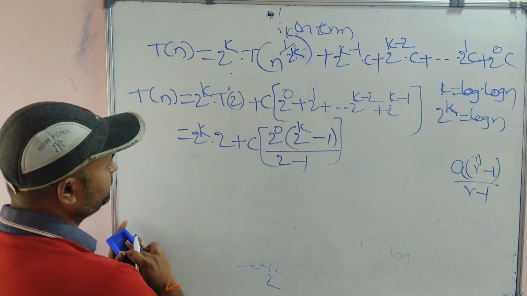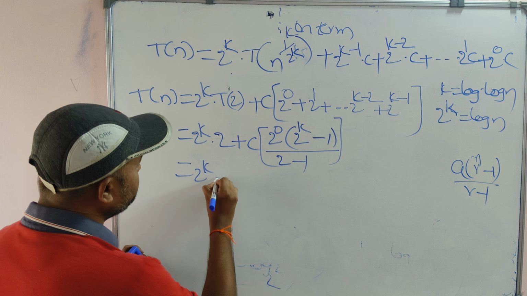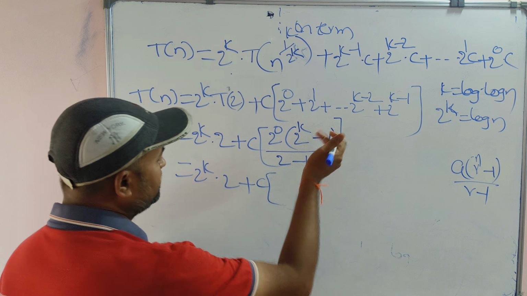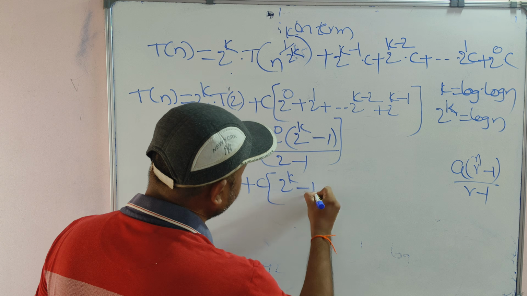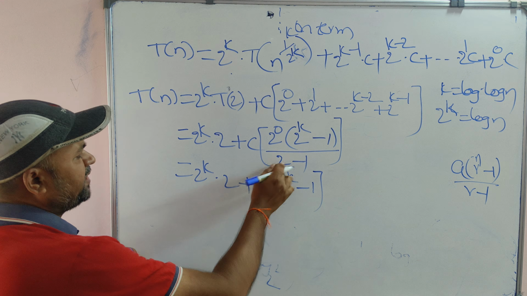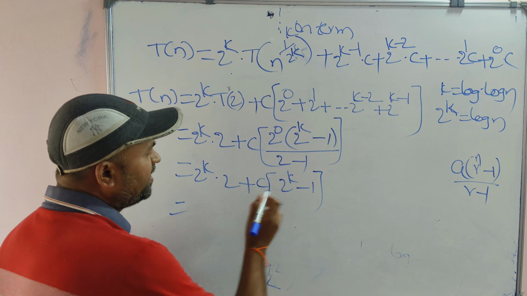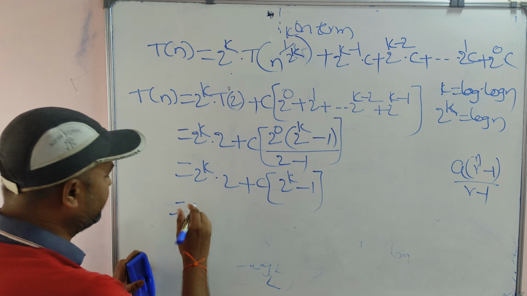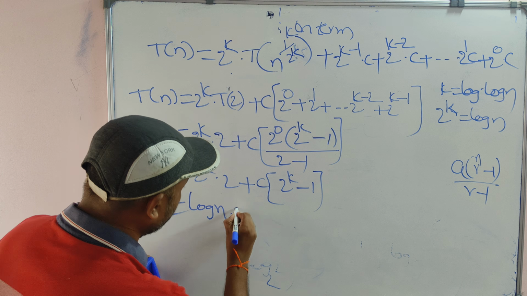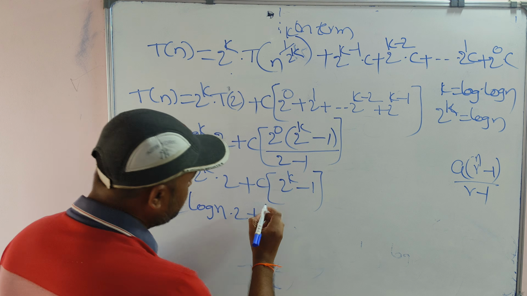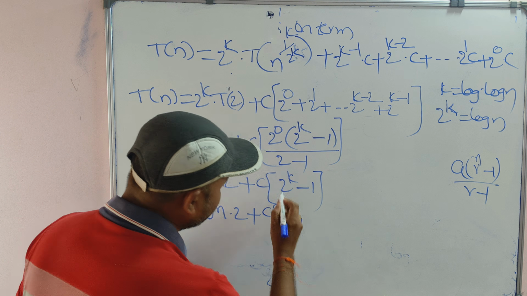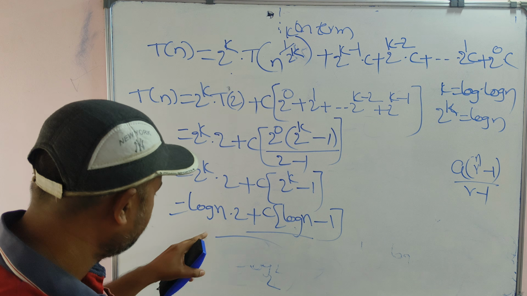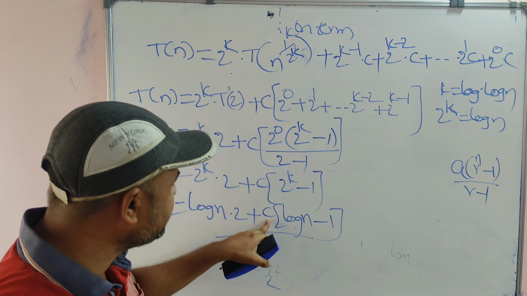So here we have 2 power k into 2 plus c into, what is 2 power 0? 1. So 1 into anything is nothing but that thing only. So 2 power k minus 1 by 2 minus 1 means 1. Already we know what 2 power k is. It is log n, already calculated. So log n into 2 plus some constant part, c into, what is 2 power k? Log n minus 1. If we observe the equation, 2 and c are constants.